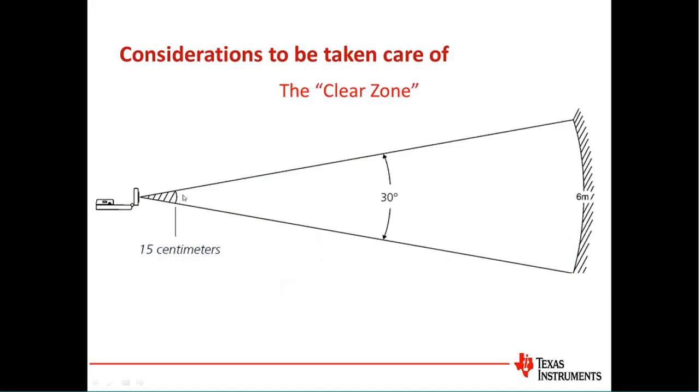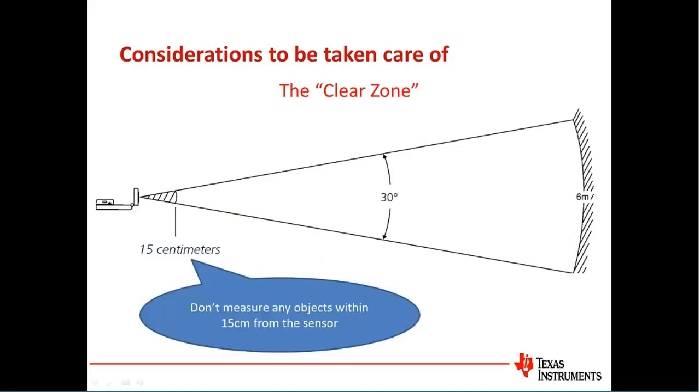It's very rare that you need to go all the way to 6 meters. When I use a CBR, I find myself between 15 centimeters and about 1 meter. For most practical purposes, that suits you. So of course, don't measure any objects within 15 centimeters from the sensor.